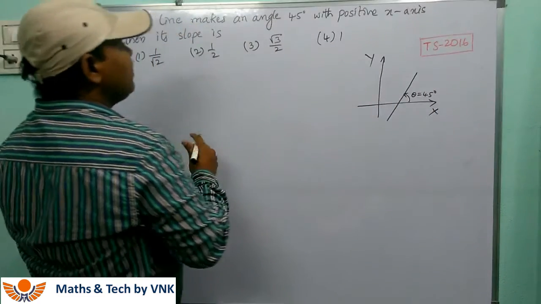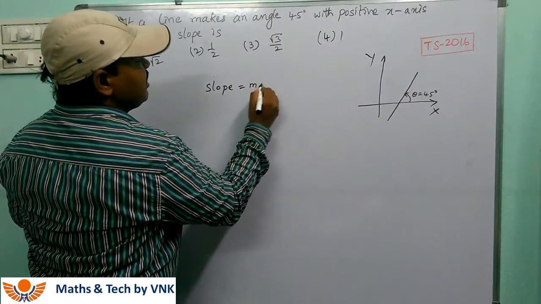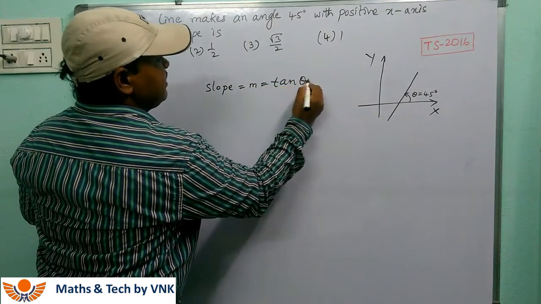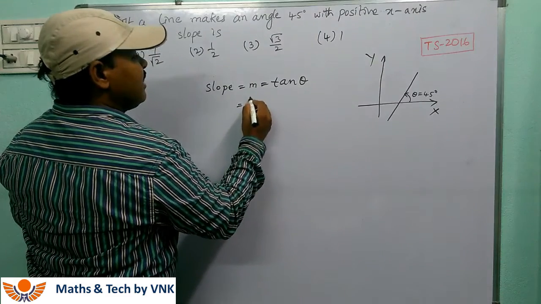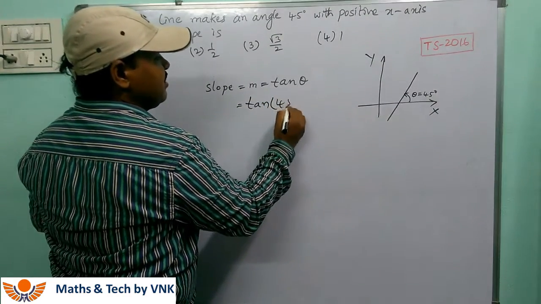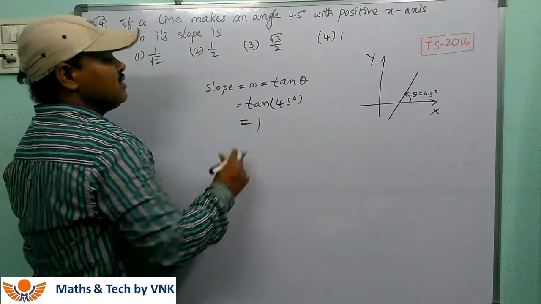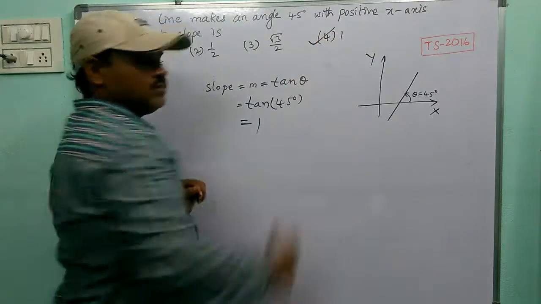So the slope of the line when the angle is given, slope m is equal to tan theta. So here the angle theta is equal to 45 degrees. So tan 45 is equal to 1. So the correct option will be 4.